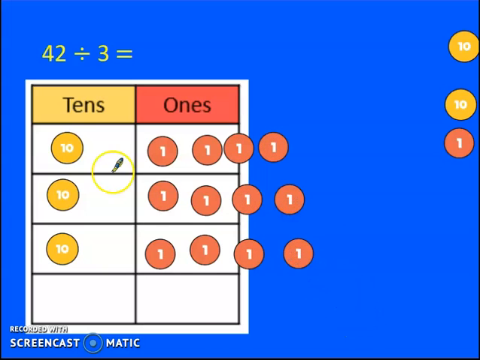So how many do we have in one of our columns? We have 10, 11, 12, 13, 14. So 42 divided by 3 equals 14. Remember, I know I've got an extra one here, but we are only dividing by 3. So that is 1, 2, 3 columns there. If we did it on this bottom one, we would be dividing by 4.